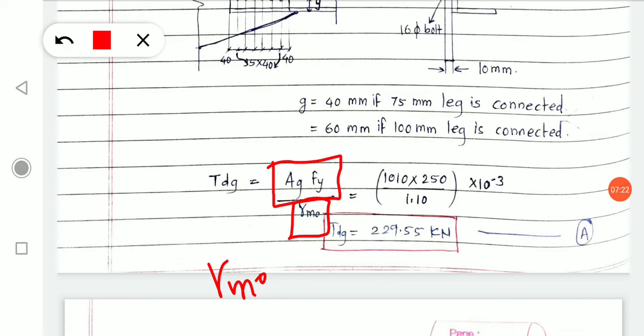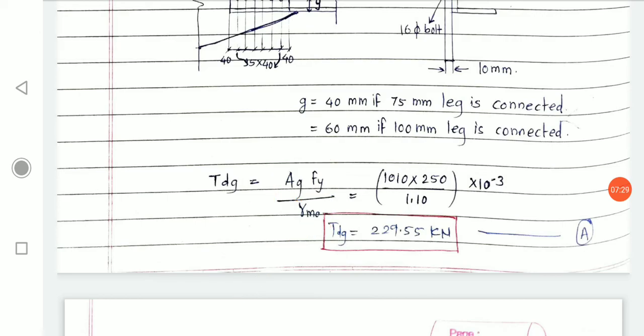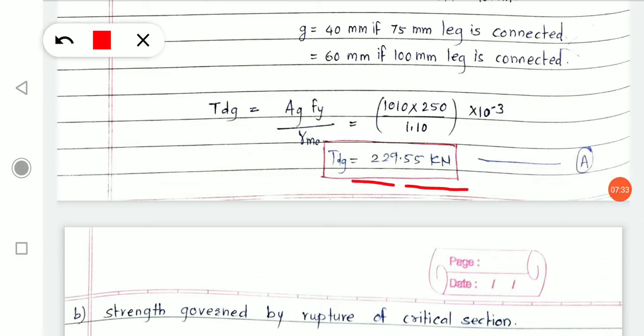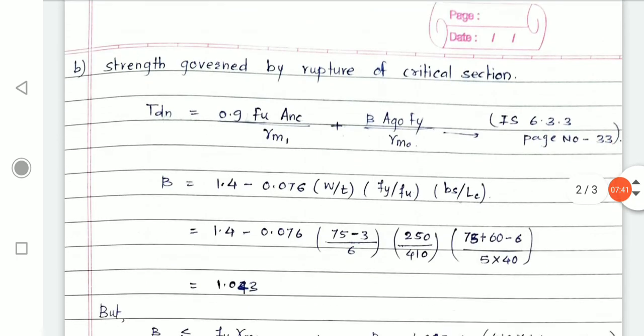Whereas Ag is the gross area which we already calculated. Fy is what? Yield stress. Yield stress is also mentioned in the problem. Then we get the very first strength of our section in yielding as how much? 229.5 kilonewton. If you solve this problem, you can get it.